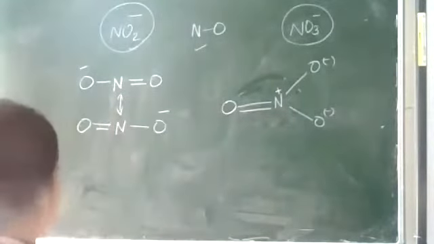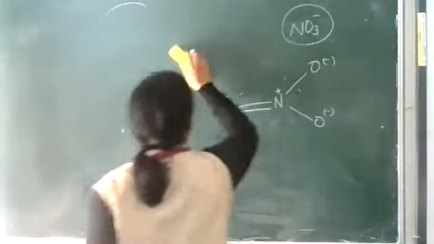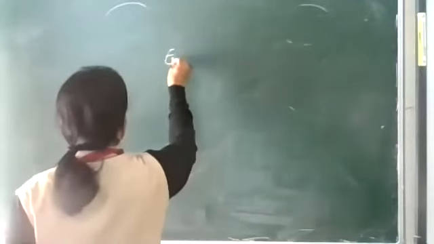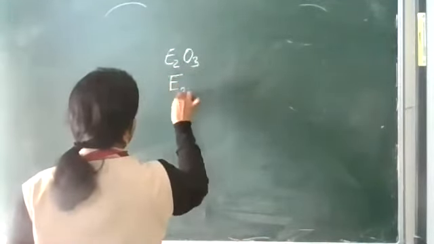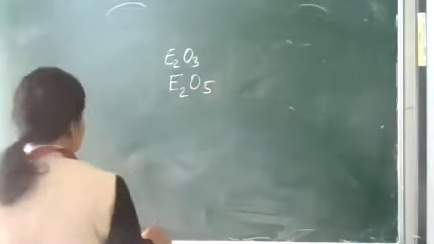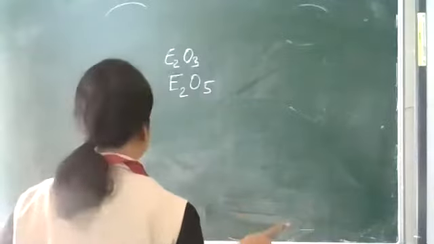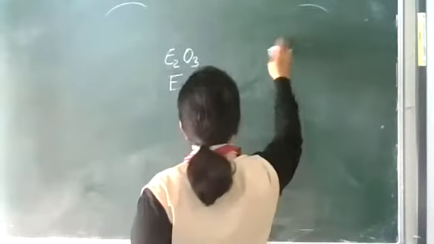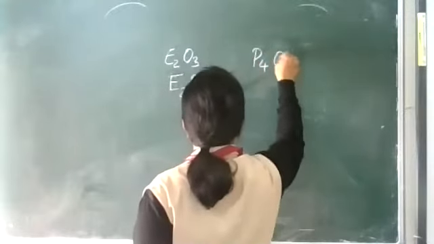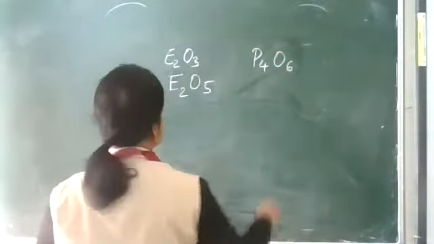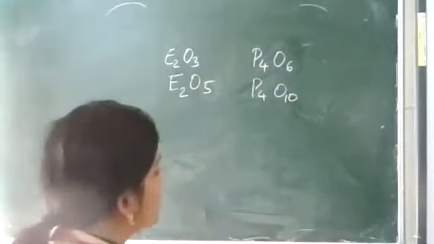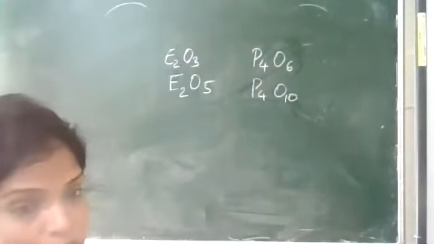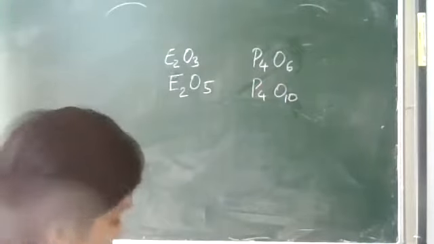Next is oxides of phosphorus. The main oxides, with E as the element, are generally P2O3 and P2O5, but they exist as P4O6 and P4O10. The higher oxidation state of phosphorus is more acidic as compared to the lower one.